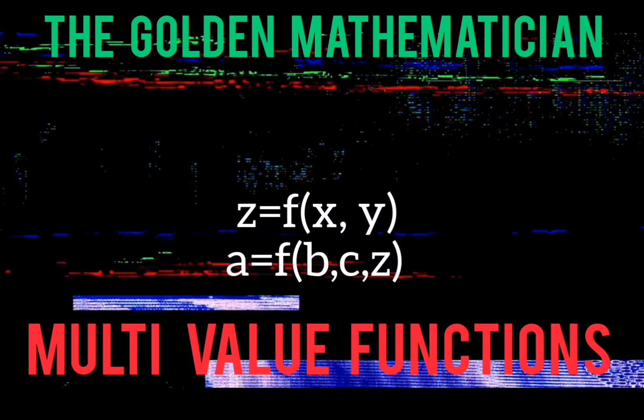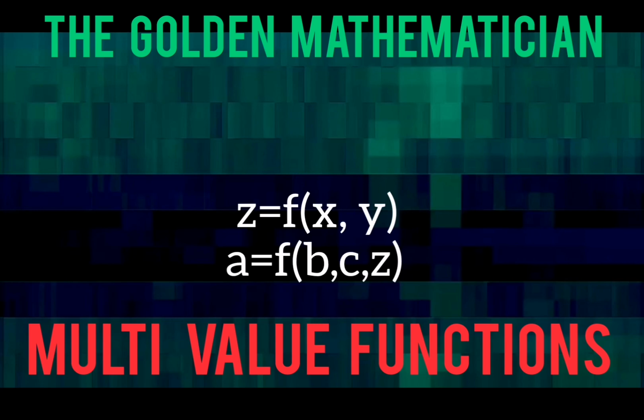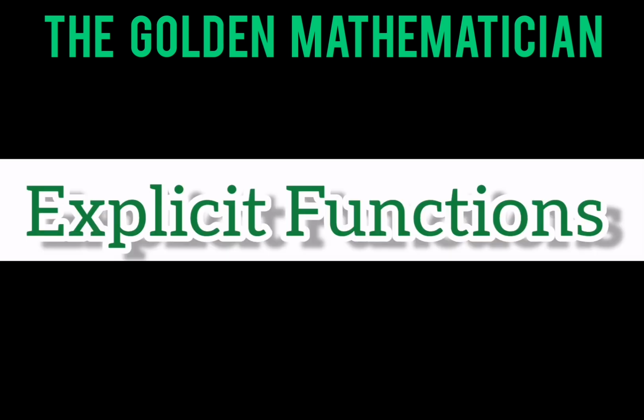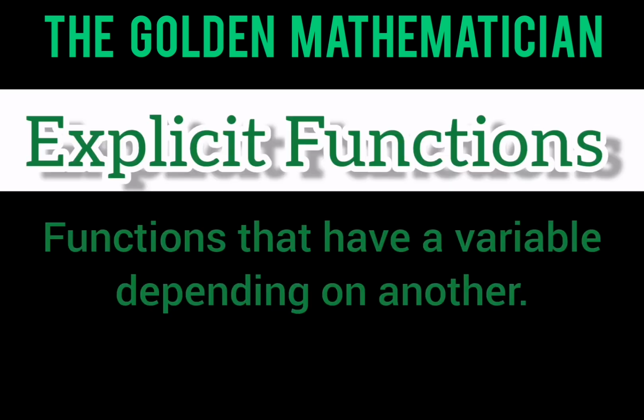Okay, moving on. There are different types of functions. I think we have roughly about 7 different types of functions. The first type of function we have is explicit functions. Now, explicit functions are functions that have a variable depending on another. They are just like the normal kind of functions we've been talking about.